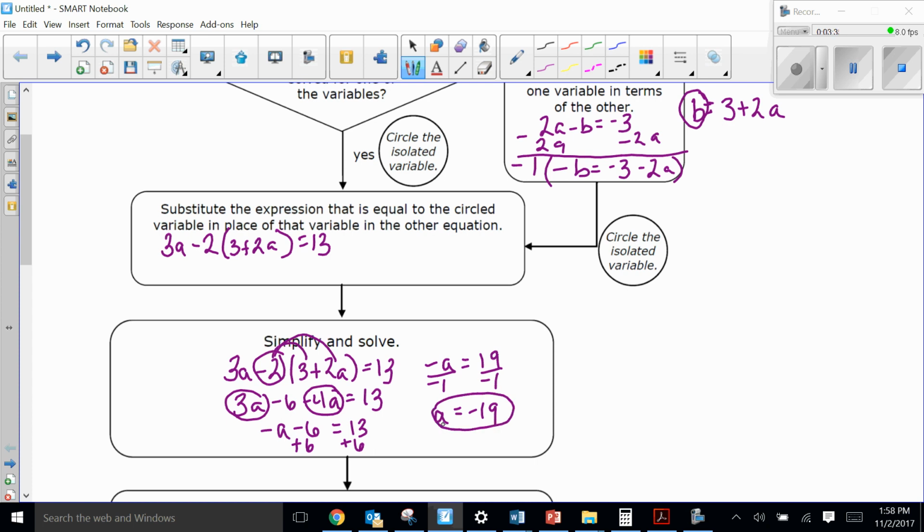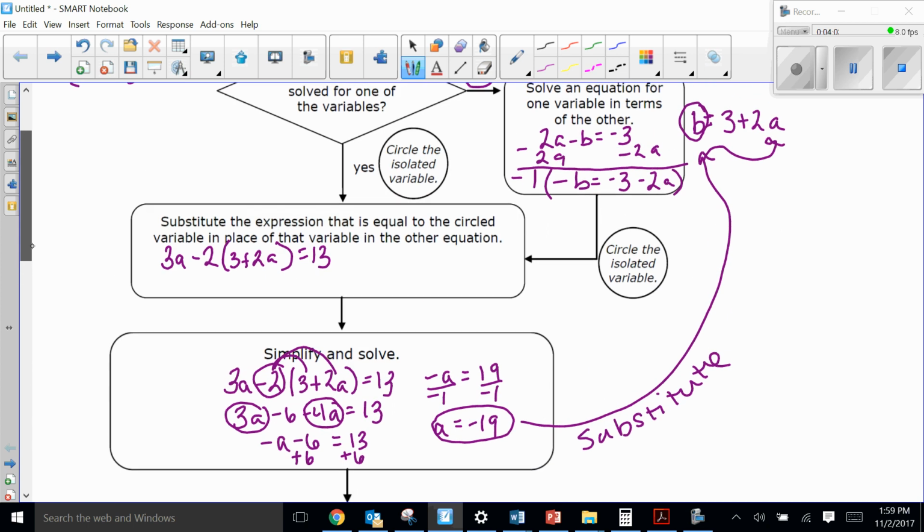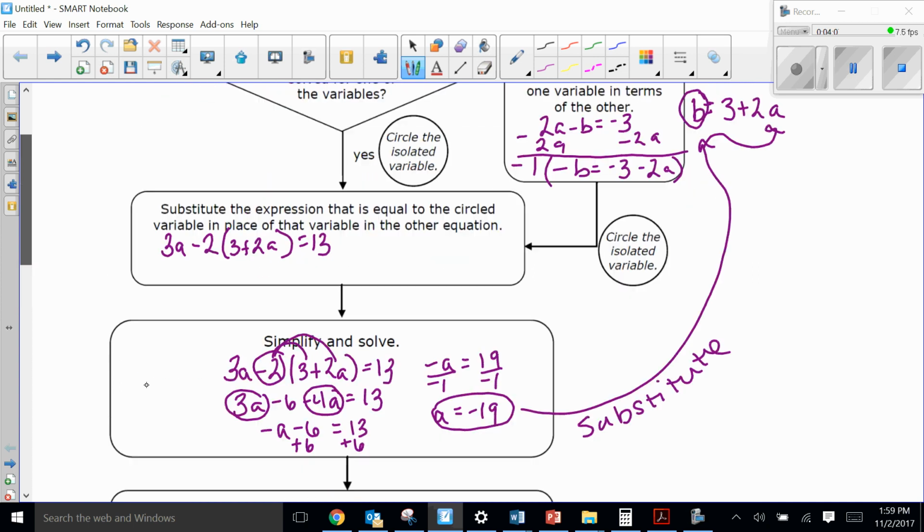So now that I know my a value, I can actually take my a value and plug that back in. I can substitute this back into this other equation that I solved for b. Now I don't want to substitute in for b. Let me make that more clear. I want to substitute in for a in this case. So I'm going to rewrite that equation. b equals 3 plus 2a.